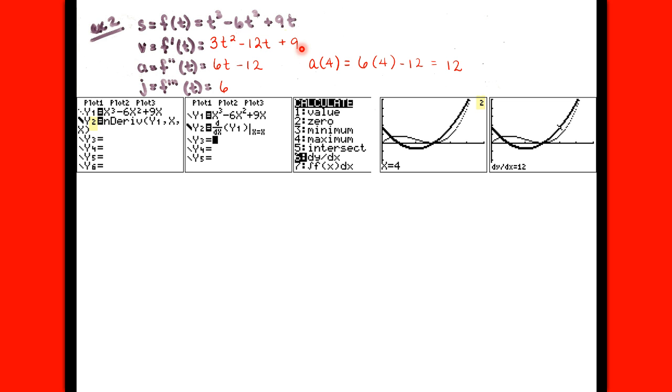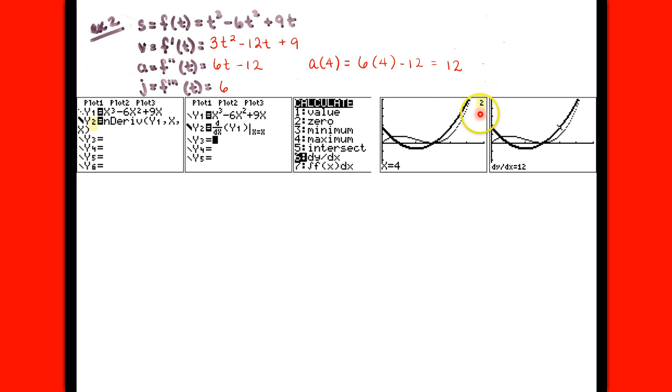So if I wanted to know the entire graph of acceleration, I could ask my calculator to do that. I could come down here in y3 and tell it take the derivative of what's in y2, and we'll do that in a minute. But if I'm only interested in one value, like we didn't need the whole acceleration equation, we only needed the acceleration at 4, right? So what I could do is say, okay, since acceleration is the derivative of velocity, right now in y2, I'm graphing velocity.